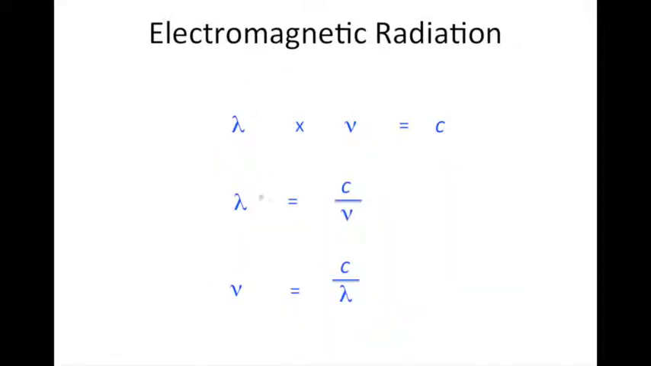So using this formula that we just discussed, if we know one of these, say the frequency and the speed of light is a constant, then we can solve for the wavelength. We can rearrange this equation to solve for the wavelength. Or if we know the wavelength and of course the speed of light, then we can solve for the frequency. And you'll see, of course, mathematically these are inversely related.